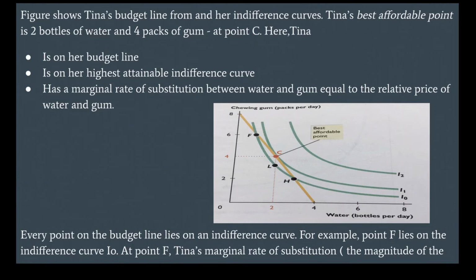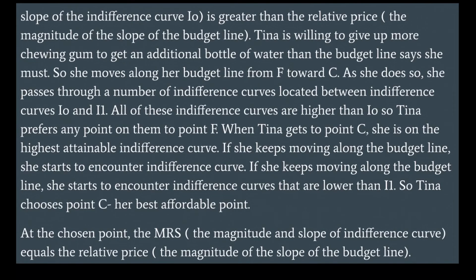Every point on the budget line lies on an indifference curve. For example, point F lies on the indifference curve I0. At point F, Tina's marginal rate of substitution, the magnitude of the slope of the indifference curve I0, is greater than the relative price, the magnitude of the slope of the budget line. Tina is willing to give up more chewing gum to get an additional bottle of water than the budget line says she must. So she moves along her budget line from F towards C.